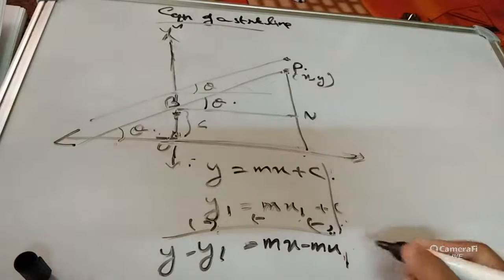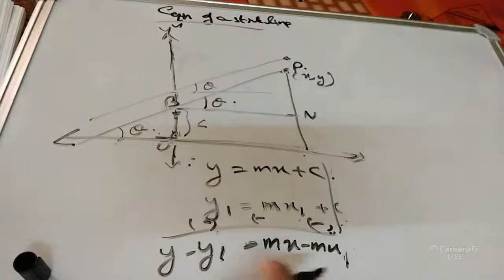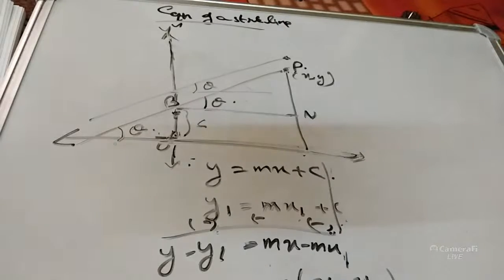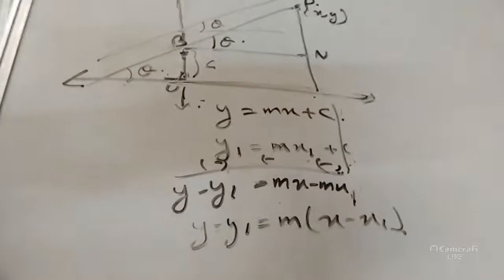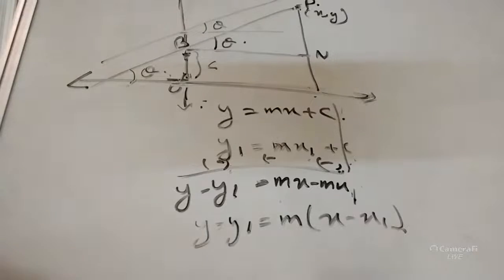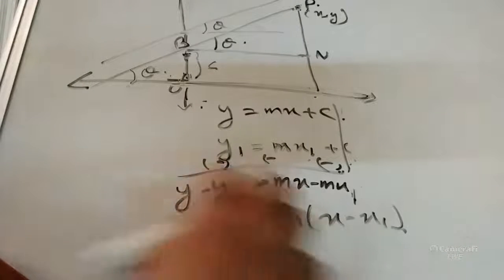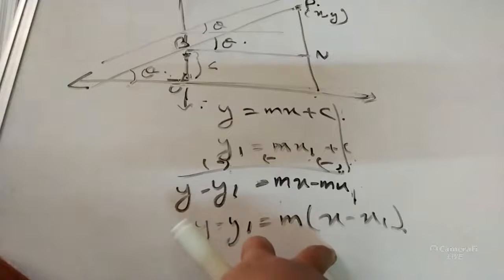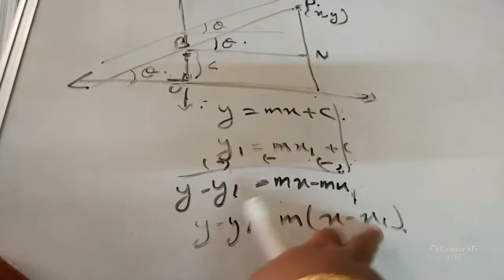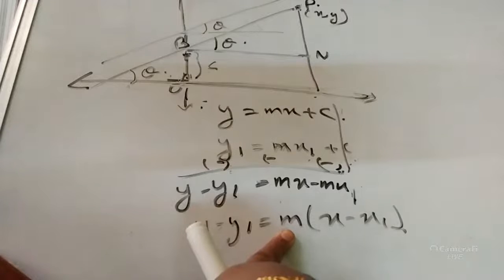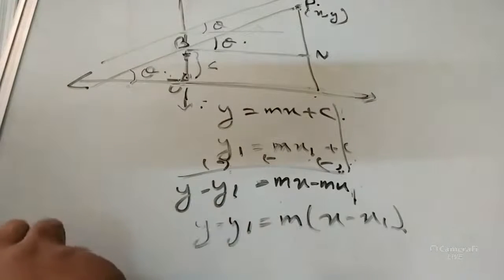So we get y minus y1 is equal to mx minus mx1. From here if we take m common, we get m into x minus x1. So this is the one point form. So y minus y1 is equal to m into x minus x1. This is known as the point slope form, because here we have the coordinates of the point and a slope in it. So the intercept is eliminated from this concept.